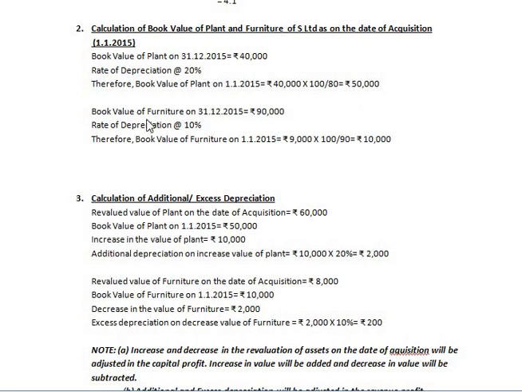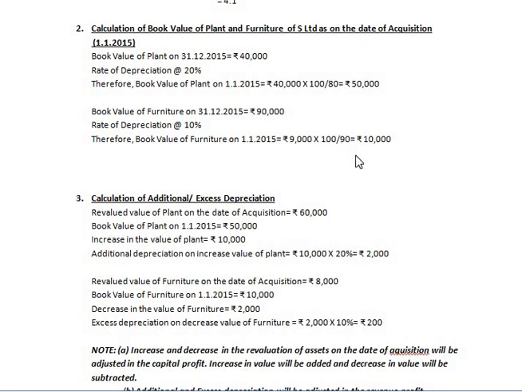So similar in the case of furniture. So the book value of furniture as per the balance sheet on 31st 12/2015 was rupees 9,000, and there's a depreciation of 10%. So we have to find out the book value of furniture before charging depreciation, that is as on 1/1/2015. So it will be 9,000 into 100 divided by 90.